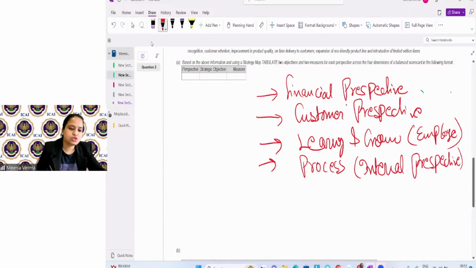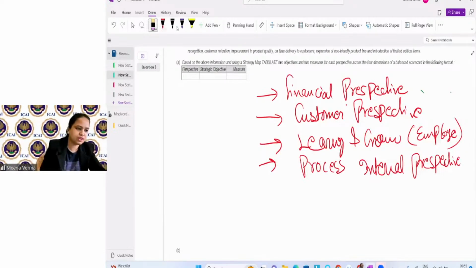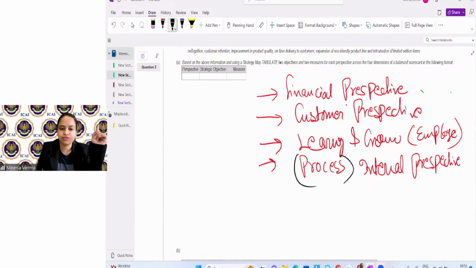Right? So you will see what information you have about the customer. I don't think they have given us any information related to the customer, right? They have given you the perspective. The financial perspective is given here in the question. You will consider all these things: whether the financial perspective is improving or not, whether the customer perspective is improving or not, whether the employees are satisfied with the company or not.